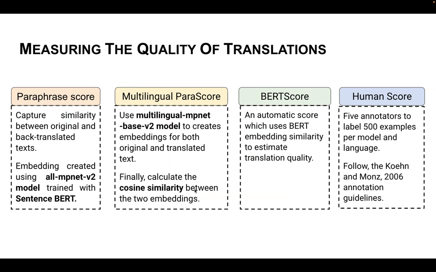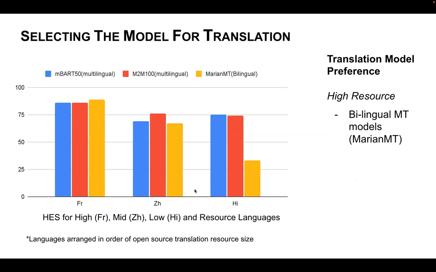And lastly, we did a lot of human evaluation, where we employ 5 annotators who do 500 examples per model per language, and we follow the annotation guideline from the Cohen and Mons 2016 WMT task. We formed the same guidelines and then use the inter-annotator agreement to see the quality of our translation. So all details are in the paper.